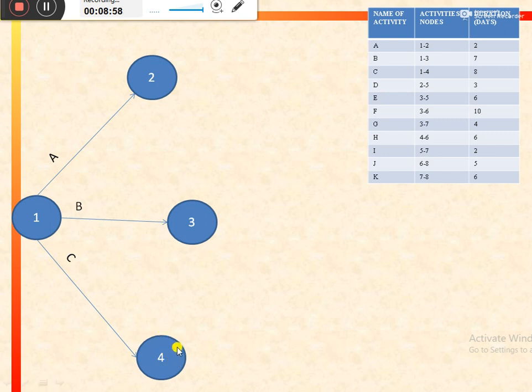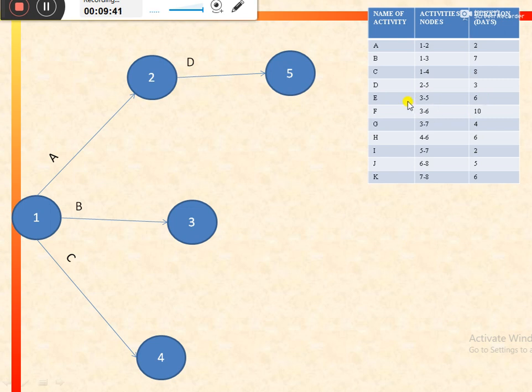So in this way, activity A, B and C are the starting activities of this project, and they are emanating from the initial node, that is node 1. So in this way we have plotted all the starting activities of this project. Now we will move on to activity D, which is denoted by nodes 2, 5. So the starting point of activity D is node 2, and the ending point would be node 5. So in this way we can represent activity D between nodes 2 and 5.